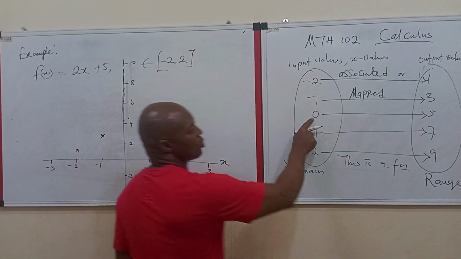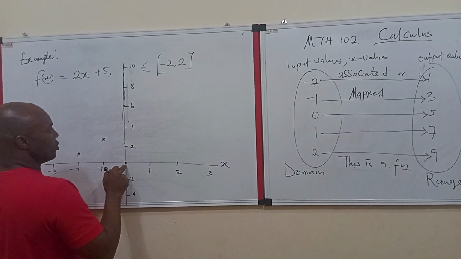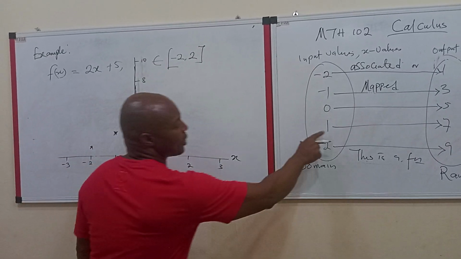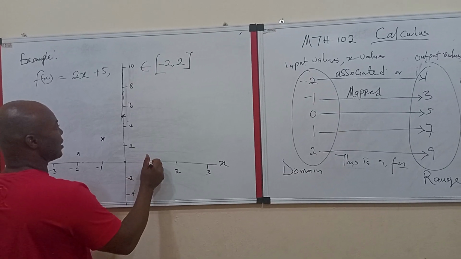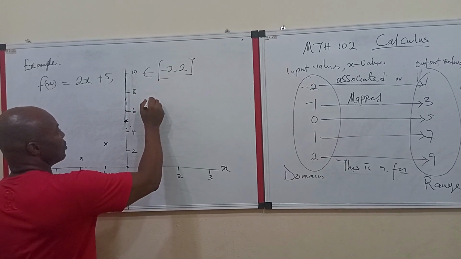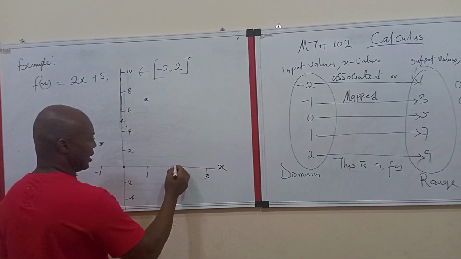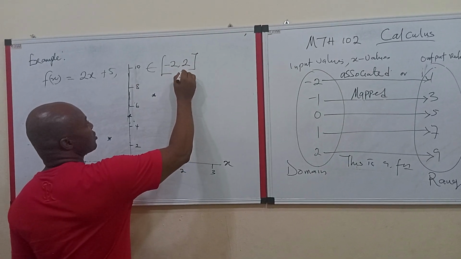Then when it is 0, what do we get? 5. Here is the 0. When it is 0, you will get that 5, somewhere here. Then when it is 1, it is 7. You go there, somewhere here. Now when it is 2, it is 9. When it is 2 here, it is 9. So this one too will come up somewhere here.